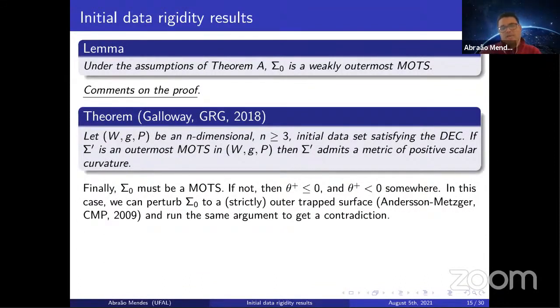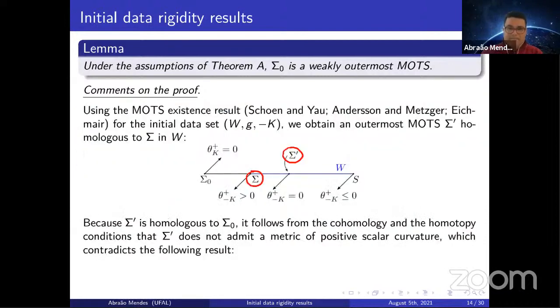Now, suppose that it's not a MOTS, all right? So if it's not a MOTS, then sigma theta plus has to be negative somewhere. In this case, we can use an argument due to Andersson and Metzger to perturb our surface a little bit and obtain a strictly outer-trapped surface outside sigma naught and homologous to it. Then we can run the same argument again to get a contradiction. That's the idea of proving this lemma. Okay.